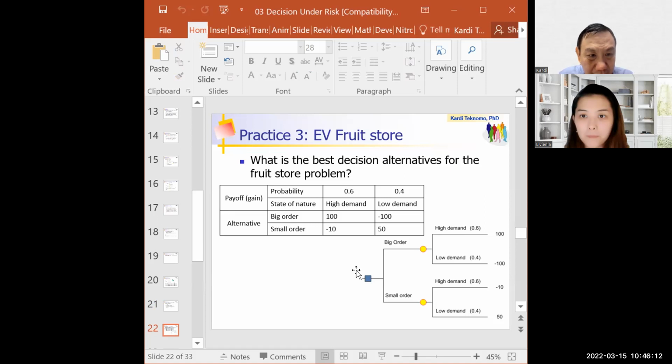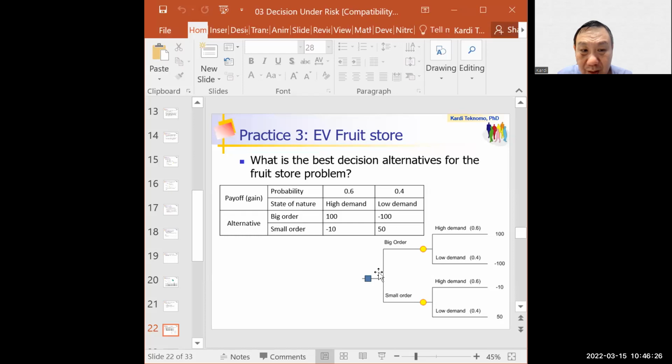Let's take the example here. So this is your payoff matrix, and from the payoff matrix, can you make the decision tree? Easy, right? So what is the alternative? Big order and small order. The blue here represents the decision node. And then for each alternative, the yellow node here represents the chance node. In the chance node, you have high demand or low demand. At the end, you have the payoff, which is 100, minus 100 and so on. So from payoff matrix to the decision tree, do you have questions? Can you make it?